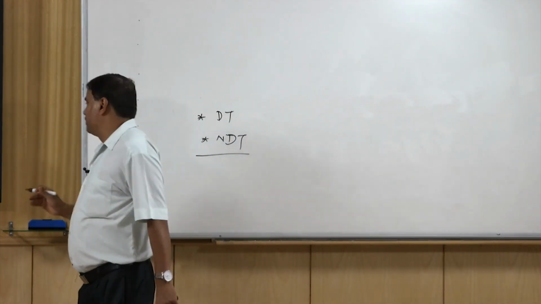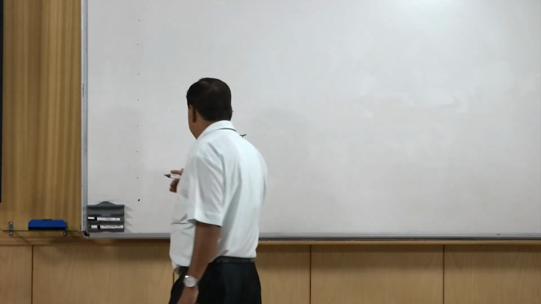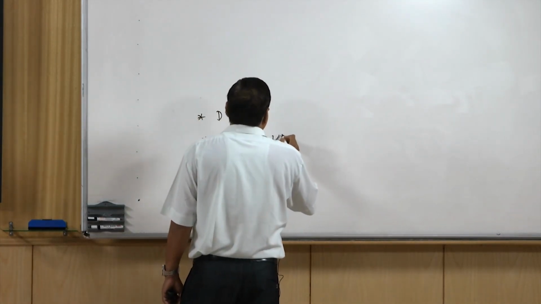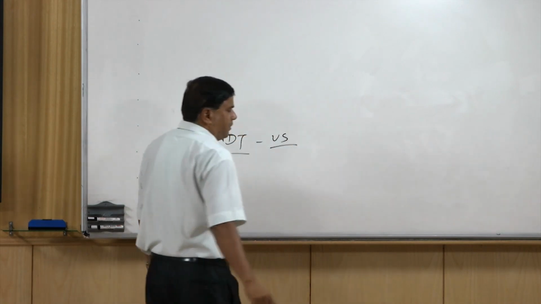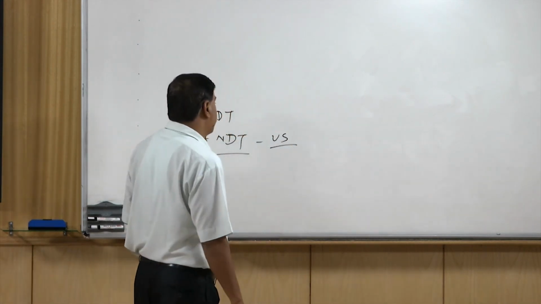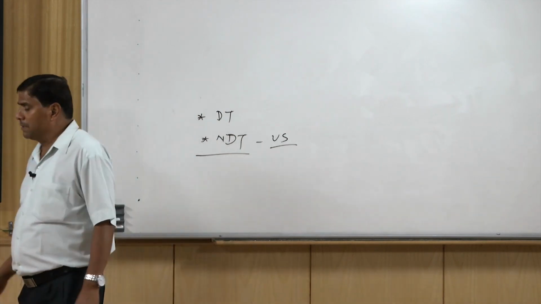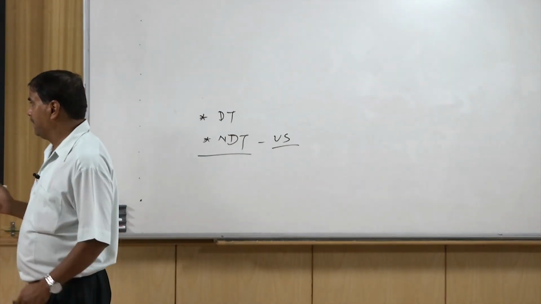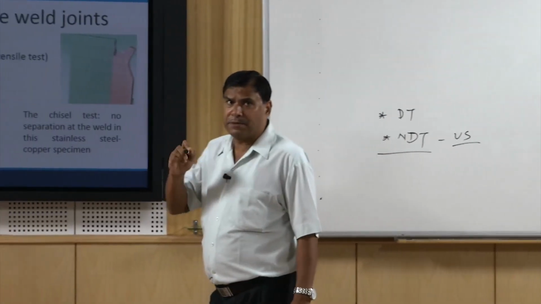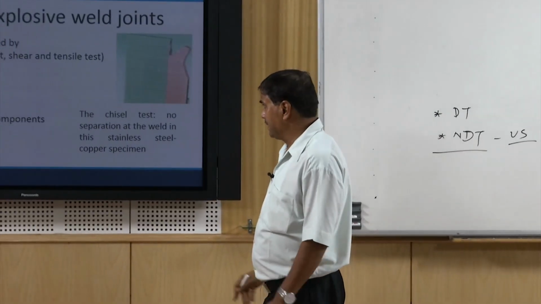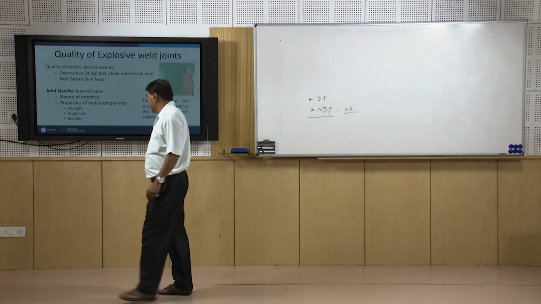The soundness of the interface of this kind of joint can be tested by the ultrasonic method. Ultrasonic tests are used for determining the soundness. However, there may be problems: if some gaps are left at the interface, then those can also be highlighted under ultrasonic conditions.